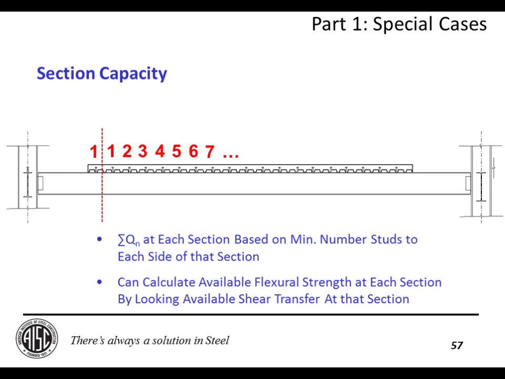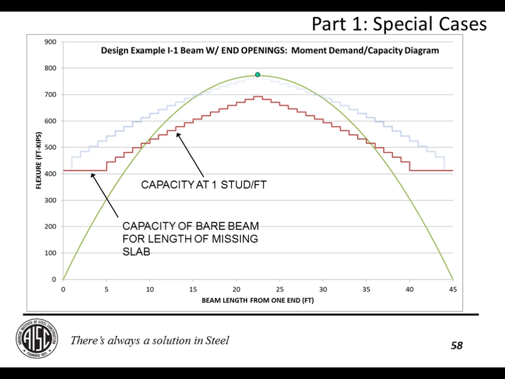So let's take a look at that particular step diagram. So here is the original diagram in blue, but now my new diagram in red shows a non-composite capacity over to 5 feet, and then it steps up and falls back down. So in this case, our beam would fail quite spectacularly.